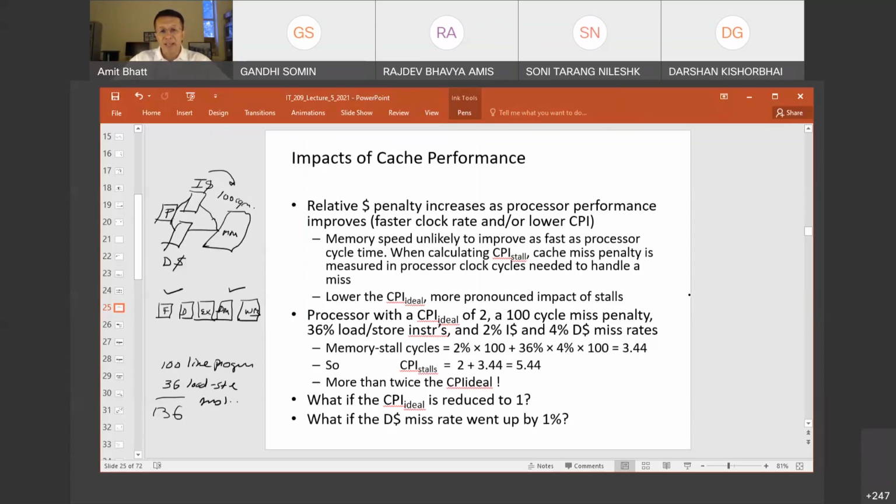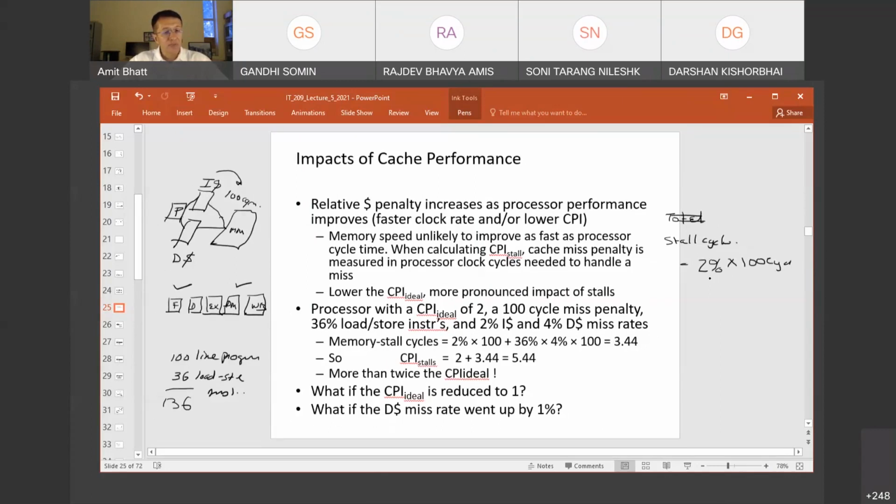So if you want to find out the total CPI, that means total cycles per instruction, considering the memory stall cycles, so memory stall cycle would be 2% of instruction cache miss multiplied by 100 cycles. This is for instruction.